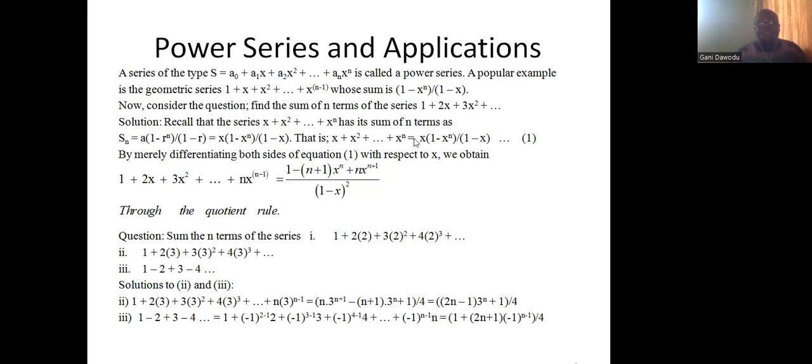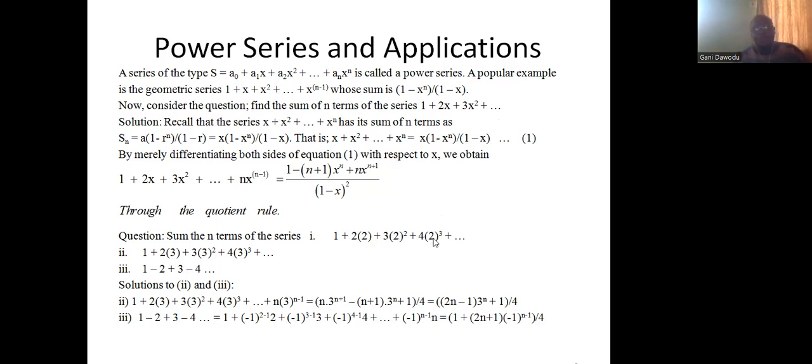And mind you, this is not what is required, but by differentiating this, what will result? This is what will result. So the series we want to sum is what will result. So we merely differentiate both sides here to get the sum of this series. And that's what is done here. But as this series is, it gives us avenues to get the sum of n terms of series that look like it. An example is this.